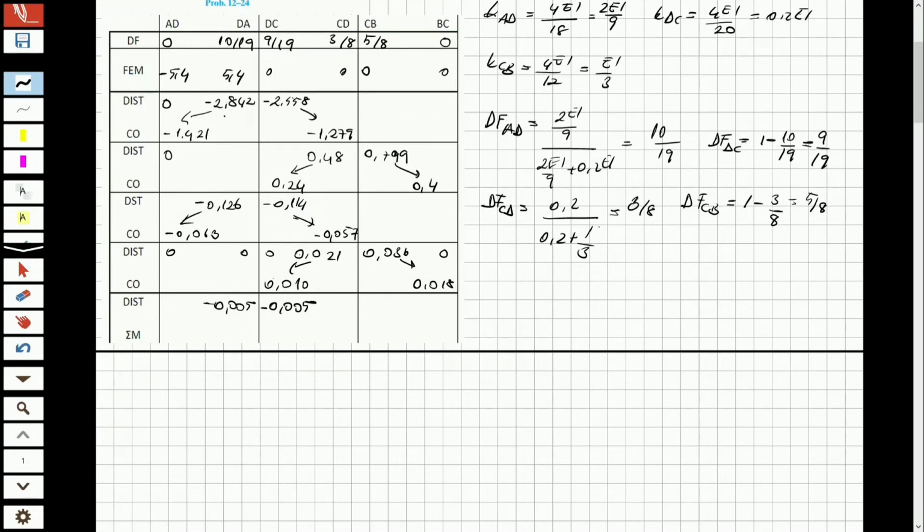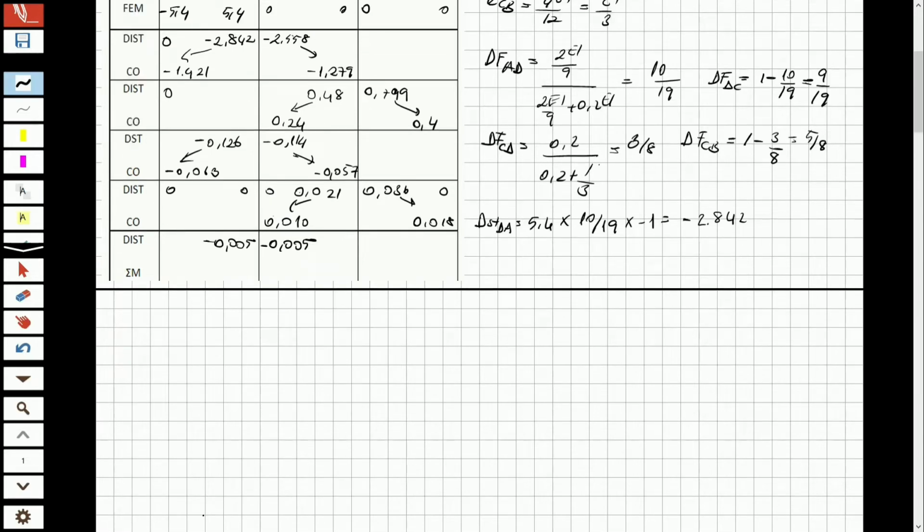And for this one, I'm going to solve it here, and it's going to be the same for all of them. So, for example, for the distribution at DA: 5.4 multiplied by 10/19 multiplied by minus 1 equals minus 2.842. Let's calculate like this. For all carry over moments, if you want to distribute them, you are going to multiply by their own distribution factor and multiply by minus 1. And if it comes close to 0, you can stop.